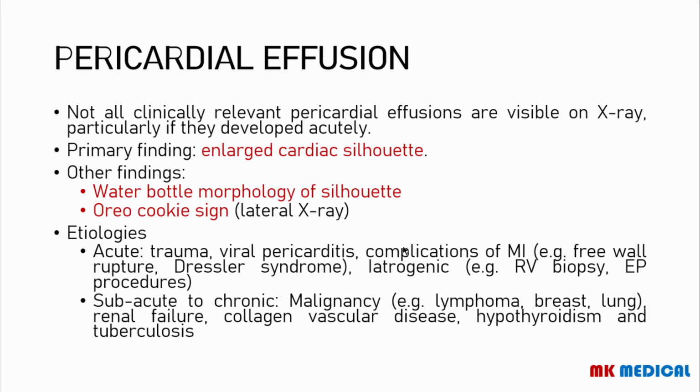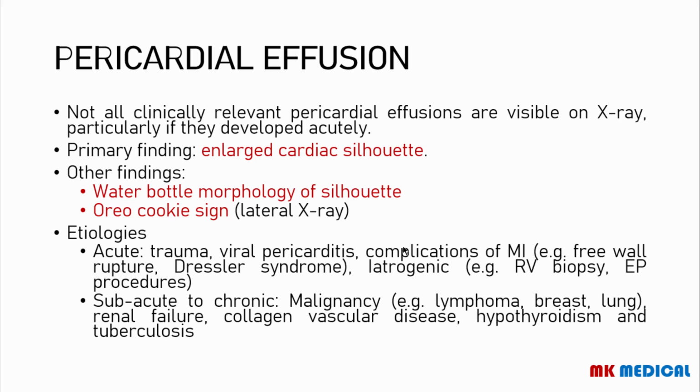Now that I've shown you what cardiomegaly or enlargement of the chambers looks like, you should be able to distinguish it from a pericardial effusion. And remember that not all clinically relevant pericardial effusions are going to be visible on X-ray, particularly if they are developing in an acute setting. The primary finding that you may see is an enlarged cardiac silhouette or enlarged cardiac shadow. There are other findings, for example, a water bottle morphology, which I will show you in the next slide. You may sometimes see an Oreo cookie sign, especially on lateral x-ray.